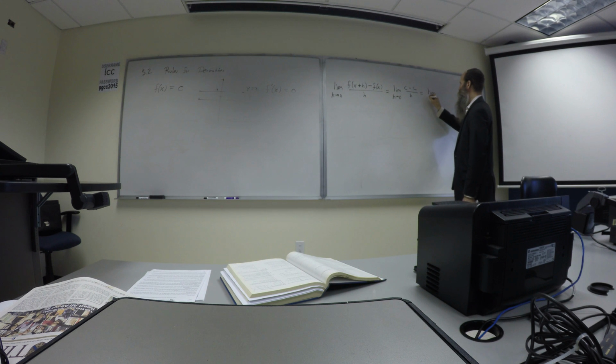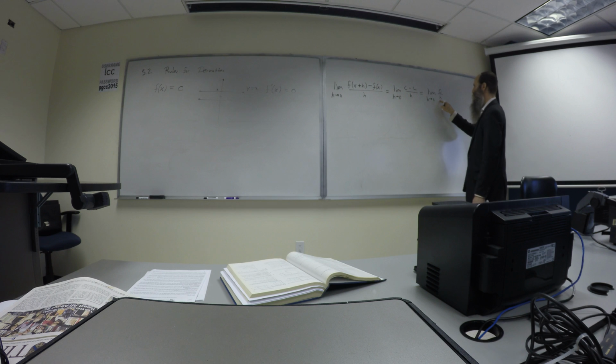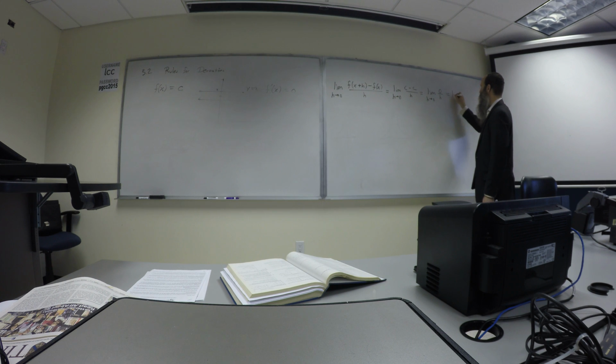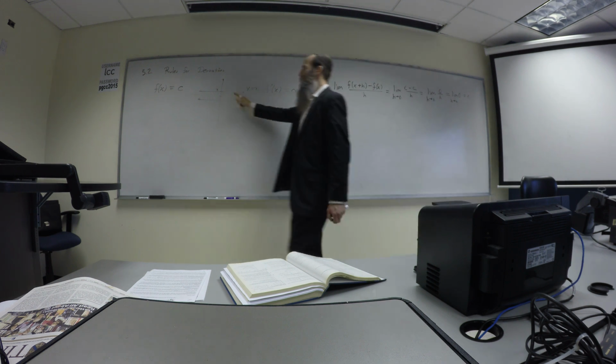Is 0 over h 0? That's right, 0 over h. Since h is always non-zero, it approaches 0, but it's never going to be 0. This fraction is always the number 0. So now you have the limit of 0 as h approaches 0, which is certainly 0. And it reveals to us the slope of this function for all time.